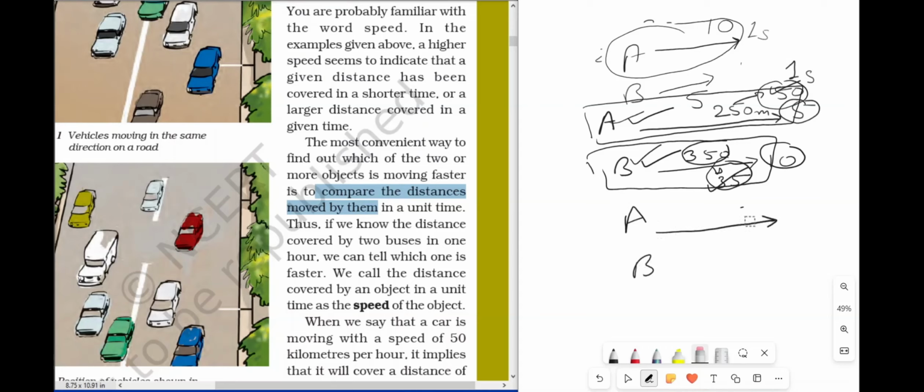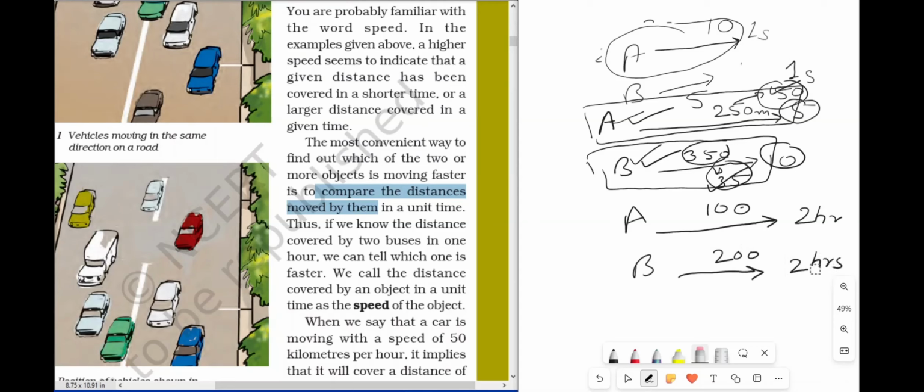Let's say there's an object A and there's an object B. मान लीजिए A गया 100 किलोमीटर्स 2 घंटे में, 2 hours में, and this B went 200 kilometers in 2 hours.